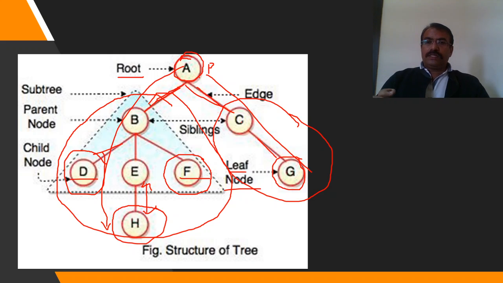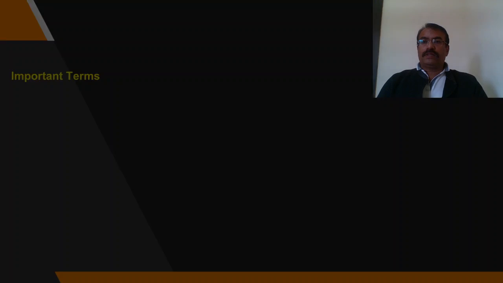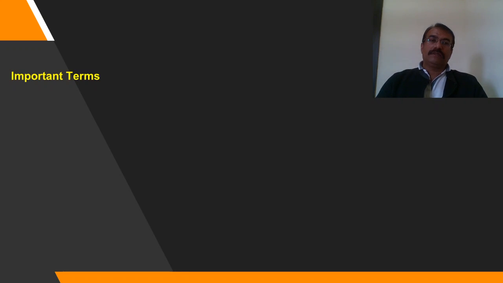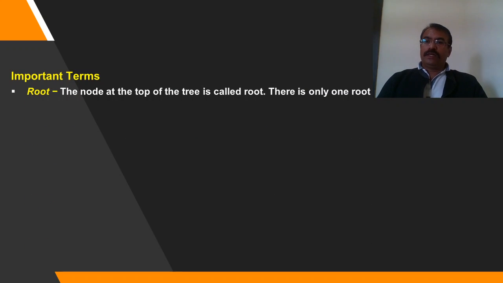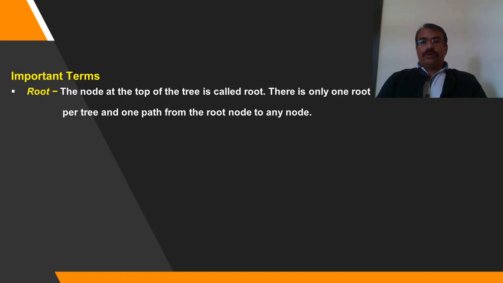Okay. So what are these terminologies that we will see one by one? I will introduce you to the important terms which we will be using continuously. Root. The node at the top of the tree is called the root, and there is only one root per tree. There can be only one root for every tree.